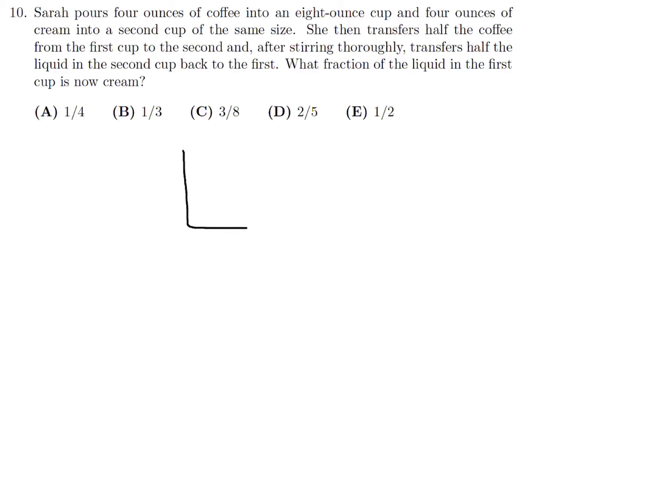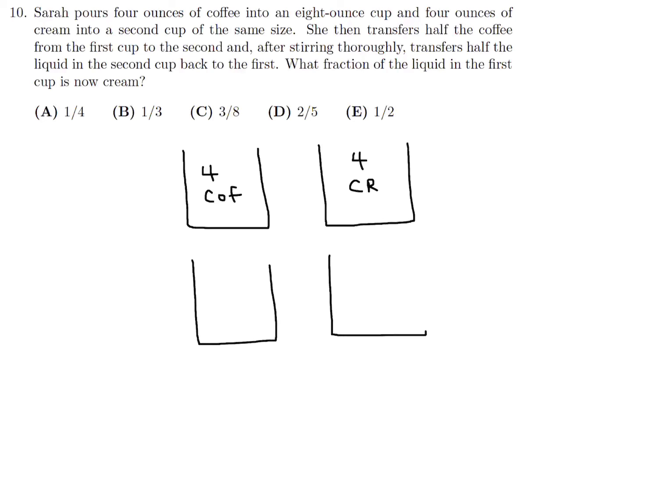All right, so she's got 1 cup, 2 cups, and they're the same. And initially she puts 4 ounces of coffee and 4 ounces of cream. And then what she does is she transfers half the coffee from the first cup to the second. So if there's 4 initially, she'll have to put 2 into that other cup, and that remains 2 in the first one. And then there's 4 of the cream in there.